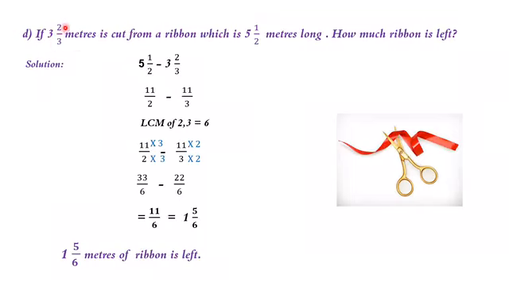If 3 2 by 3 meters is cut from a ribbon which is 5 1 by 2 meters long, how much ribbon is left? Okay, when they ask how much ribbon is remaining or left, it is definitely about subtraction, because you can even make out from the word cut. The ribbon was originally 5 1 by 2 meters long, and from it a part is cut. So it is subtracted, you can assume. And that's why we'll have to subtract 5 1 by 2 minus 3 2 by 3.